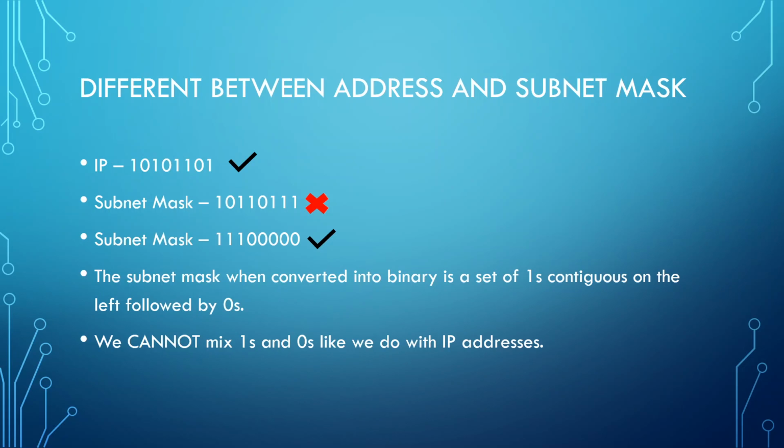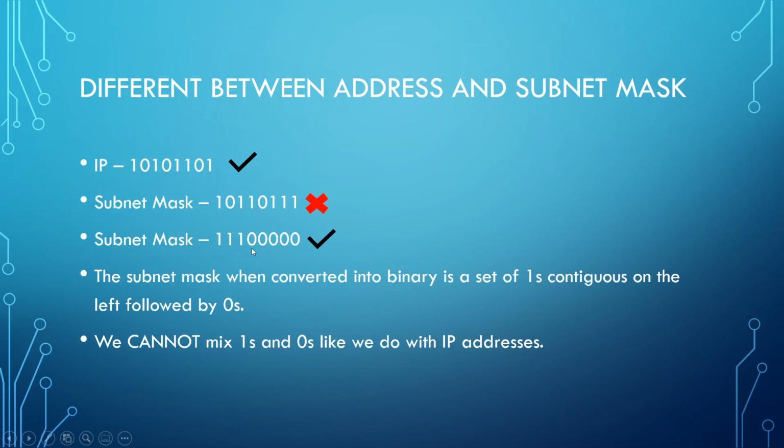So the main difference between a subnet mask and an IP address is that each octet of the subnet mask is made up of a contiguous string of binary ones. As an example, let's have a look at this one. If we had a binary octet and this was the value of the binary octet, then that is correct. We could have that binary value for an octet of an IP address. However, if we were to have this value for an octet of the subnet mask, that is wrong. The reason being is because with a subnet mask, we can't mix binary zeros and binary ones.